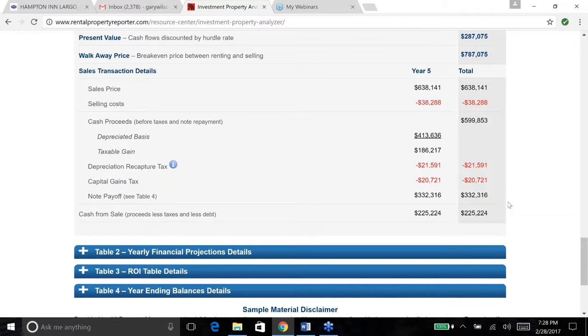So in any case, you pay off your note, and you can see the actual cash you're walking away from the closing table with after you pay off the taxes and your debt. It's 225,000. Not a bad day's work. In other words, in 5 years, you more than doubled your original $100,000. You got it back, and you added another extra cushion there. So in any case, not a bad day's work.